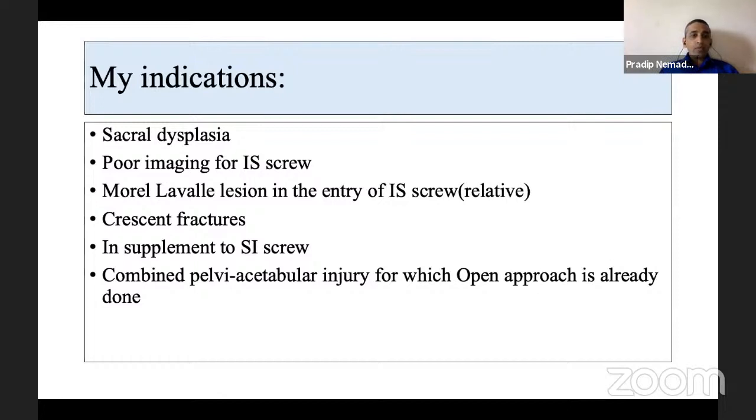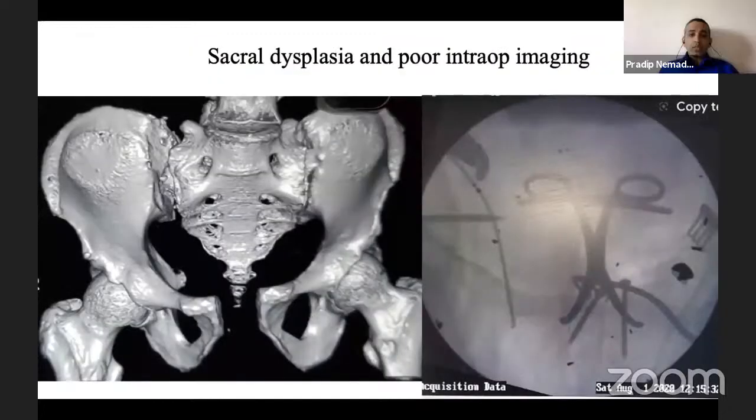Sometimes the plate can be used as a supplement to the SI screw. Or sometimes we are doing a combined pelvi-acetabular injury for which an open approach is already done, and you don't want to put the C-arm into multiple positions just because you have a more serious issue down at the acetabular level. In that case, we can just resort to plating. So this is the first case.